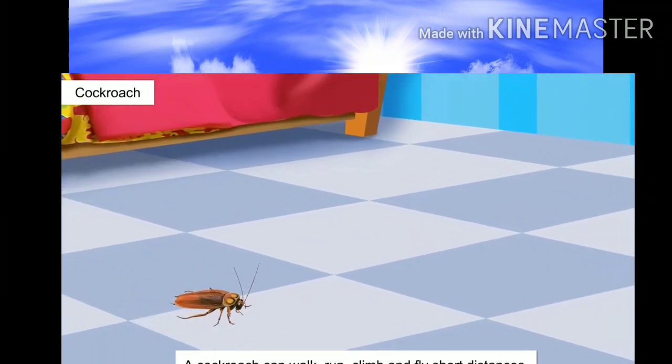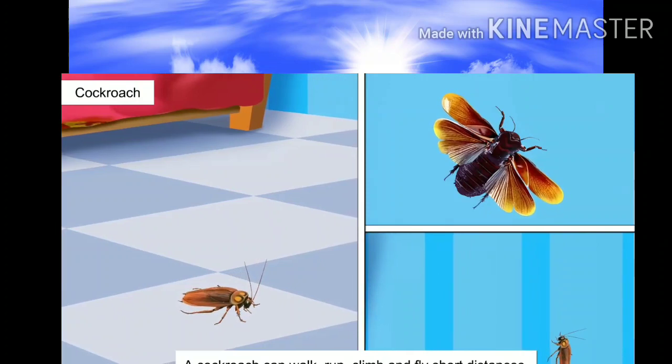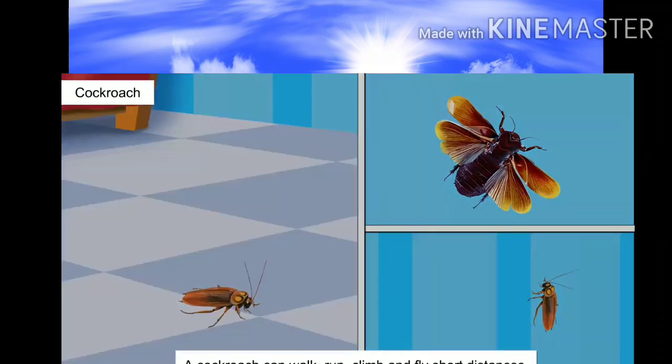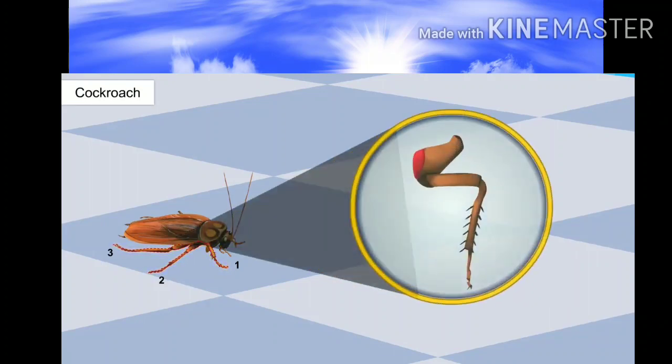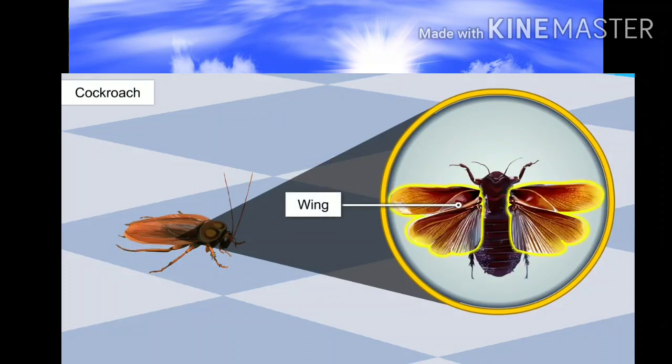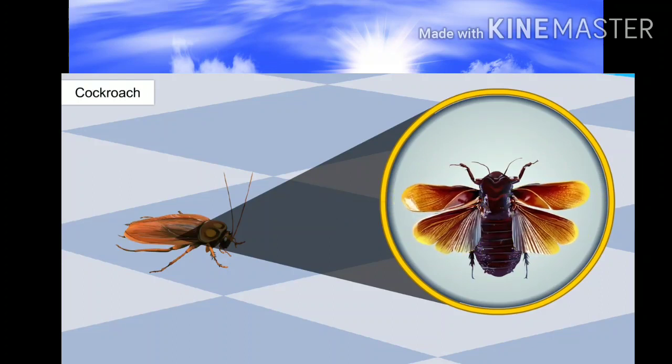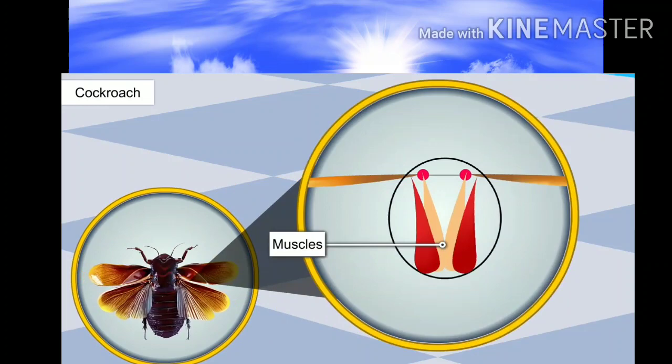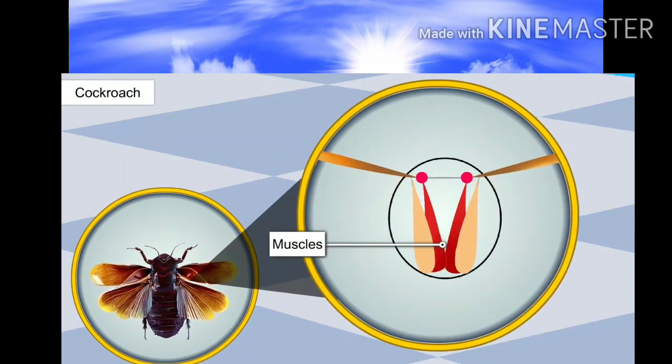Let us now look at the movements in a cockroach. A cockroach can walk, run, climb and fly short distances. A cockroach has 3 pairs of legs that help it in walking. The cockroach has distinct muscles near the legs that help it in walking. It has 2 pairs of wings attached to its breast region. The cockroach has muscles near the wings. These muscles move when the cockroach flies.